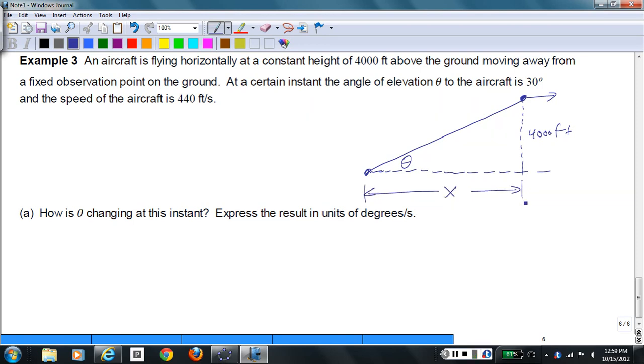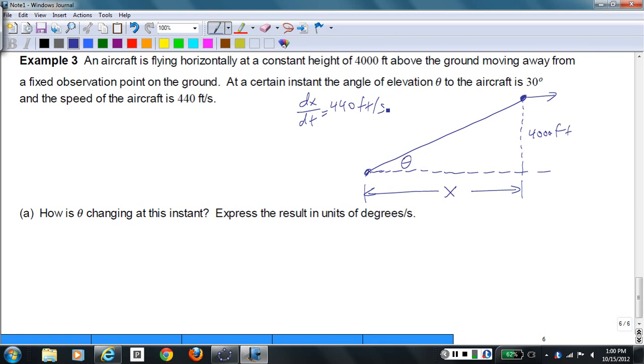We may not initially need it. But let a second go by, and we would know that it's going to be 4,440 feet. And then another second goes by, it'd be 4,880 feet. So x, the horizontal distance between the observation point and the airplane along the ground, parallel to the ground, is increasing at the rate of 440 feet per second. So if that's x, then dx dt equals 440 feet per second.